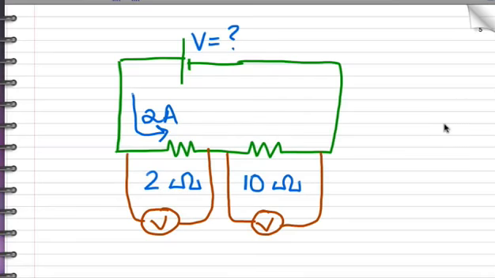Now I want you to try this one. In this case, you already know the current. I want you to find the voltage of the battery and the voltages of the two resistors. First of all, I'll find the voltage of each resistor. Voltage equals current times resistance. So this resistor's voltage is current 2 times resistance 2 equals 4 volts.